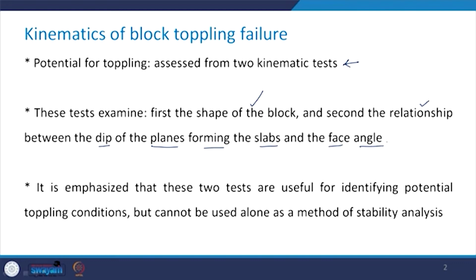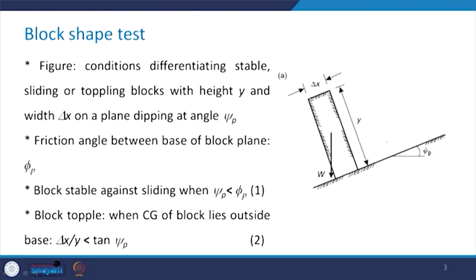It is emphasized that these two tests are useful for identifying the potential toppling conditions, but these should not be used alone as the method of stability analysis. We need to be careful about it. First, coming to the block shape test. So, you see here a figure.